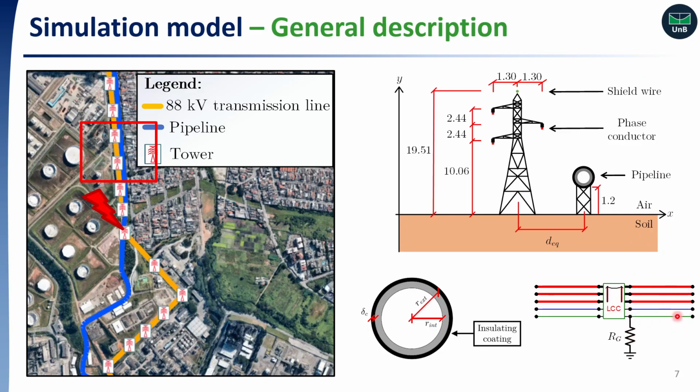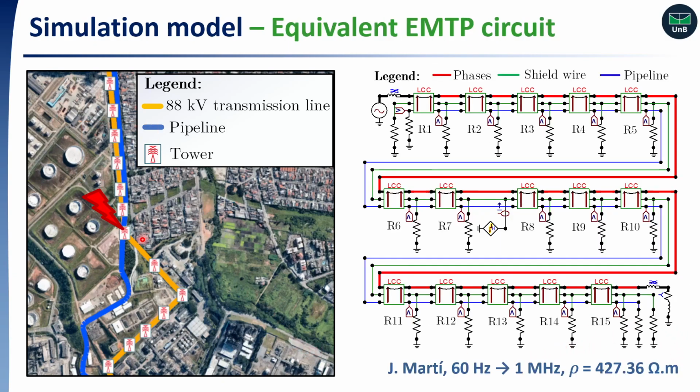computes all the impedance and admittance matrices necessary to represent the power line conductors and the pipeline. We have the phases, we have the shield wire and the pipeline within the same circuit object. The tower grounding is included by means of this resistor RG. Then, by subdividing each line span into equivalent parallel sections, we can build this equivalent circuit. All LCC objects here are built with the J. Marti line model with frequencies up to 1 MHz.